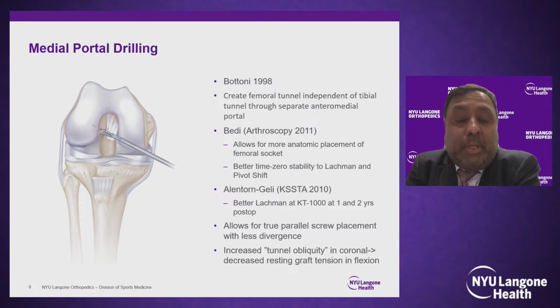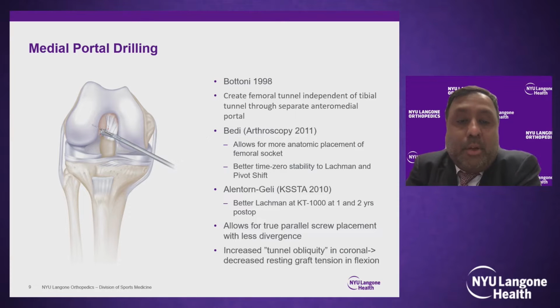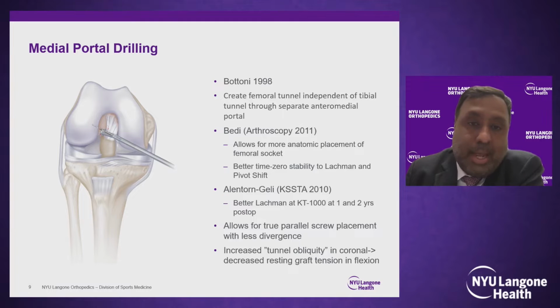This technique allows for true parallel screw placement, since we are drilling the femoral tunnel, and then if we are placing an interference screw, we're placing that interference screw through the same tunnel. So in theory, there should be no significant screw divergence. And as we increase tunnel obliquity in the coronal plane, that is thought to decrease resting graft tension in flexion, and possibly to fewer rates of revision, but that has not been shown clinically.